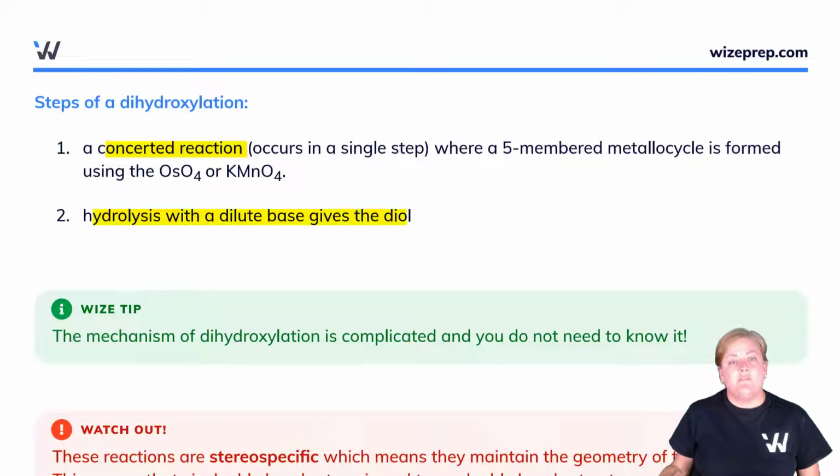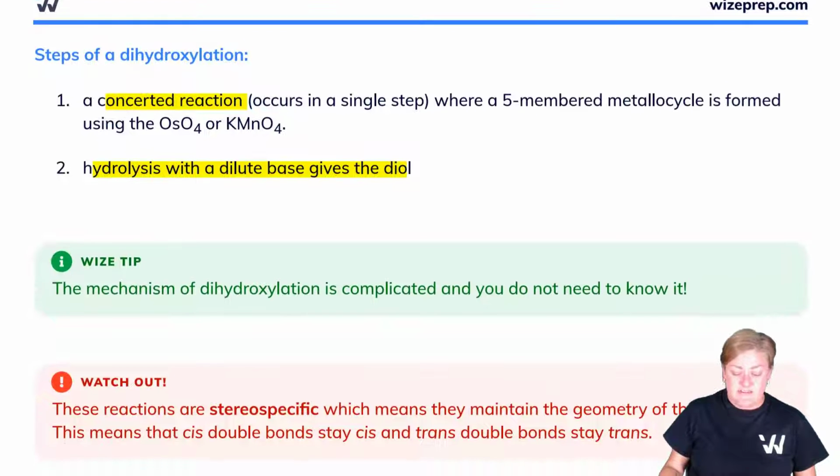So again, you're off the hook for the mechanism, but it does help to know that we have a first concerted step and a second hydrolysis step. Keep in mind that the mechanism is really complicated, so you don't need to know it. But you do need to watch out for the stereospecificity of the reaction, which means that this reaction will maintain the geometry of the reagent. This means that for alkenes, most commonly, cis double bonds will stay cis and trans double bonds will stay trans.